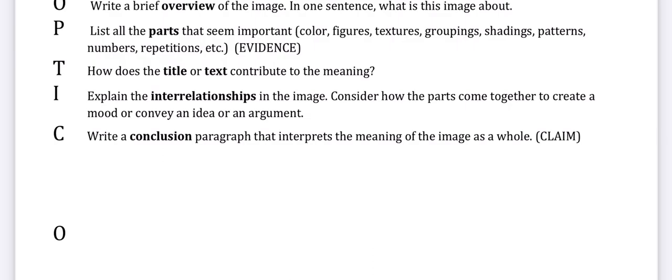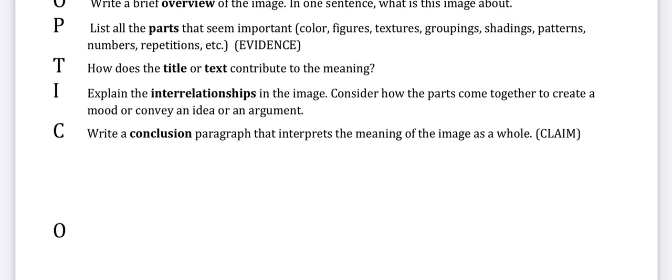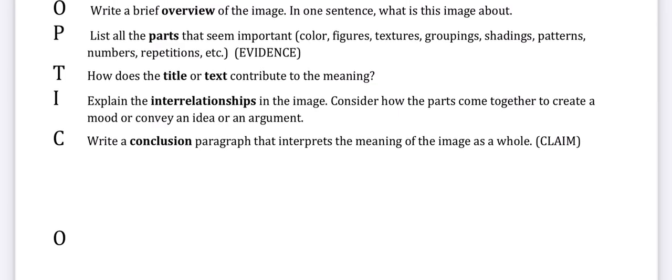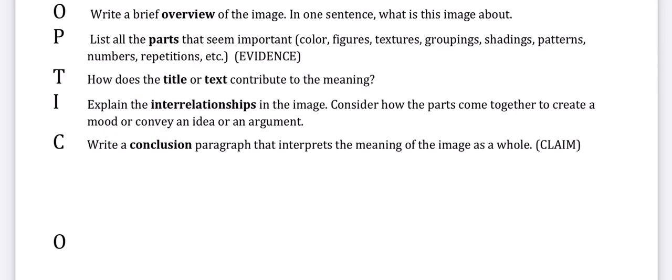T is when I look for the title, or if this image is found in a text, I should look at the text and how they put meaning into each other. How does the image add to the text, and how does the text add to the image? I is when I explain the interrelationships in the image. So I should look at the parts that I have looked at in step number 2, and I should see how they are related. In C, we write a conclusion, and this is going to be the conclusion about this picture. The C here, the conclusion here, is actually going to be my claim, and the P, which are the parts, are going to actually be my evidence. We're going to see that later on.